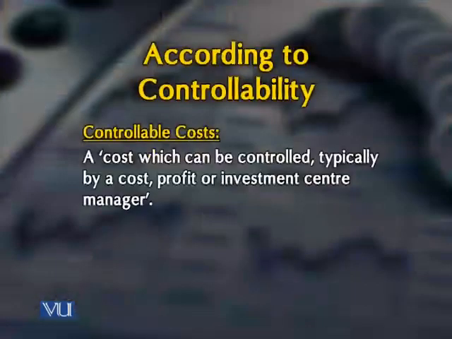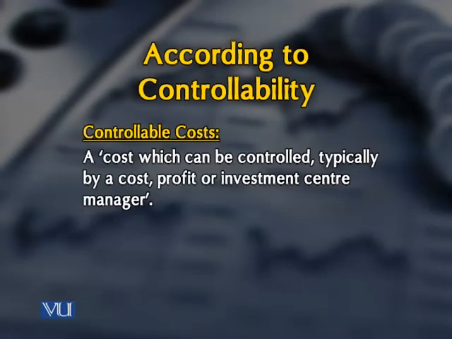So we need to split direct cost and indirect cost, because direct cost is usually variable, so control is exercisable, but so far as indirect cost is concerned, it is not that controllable because it is somehow fixed in nature. Then we have classification according to controllability of cost.